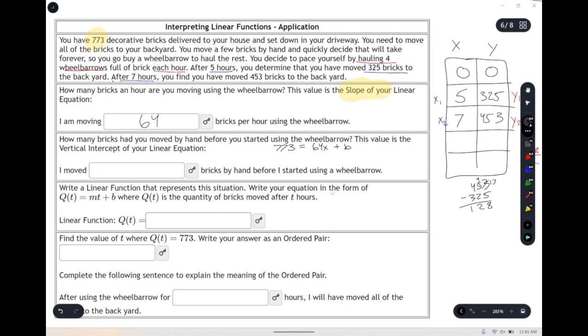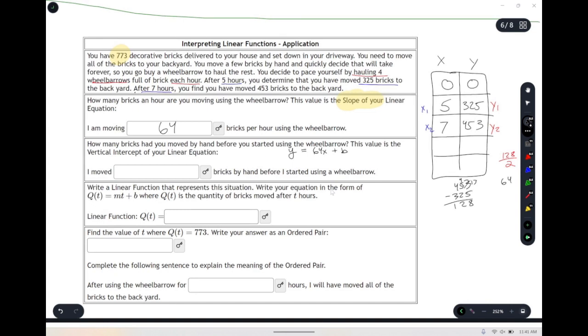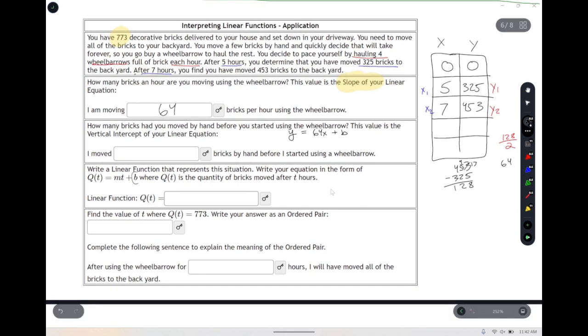Oh, so we shouldn't use 773 then. We should use y. My bad. Y equals that, right? Yeah, y equals that. We're running out of time, so I'm going to do this quickly. You solve for y, and then the next one's going to be using that b, and just plug and chug.